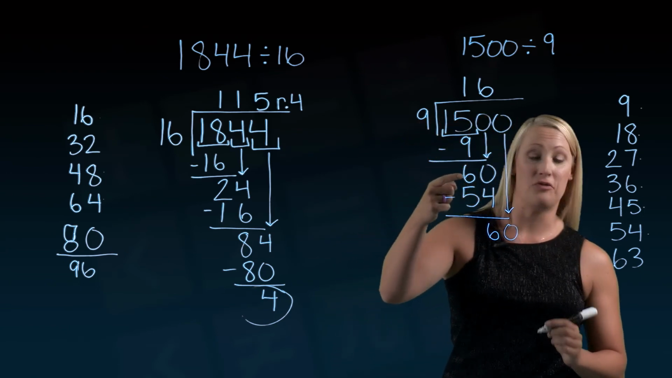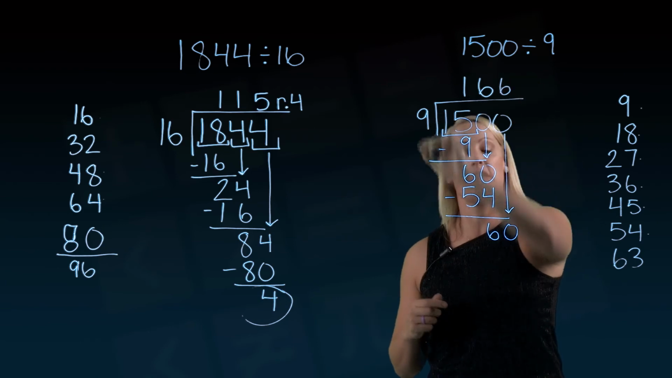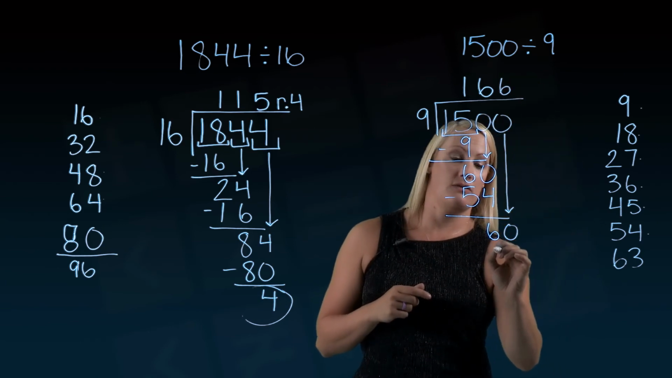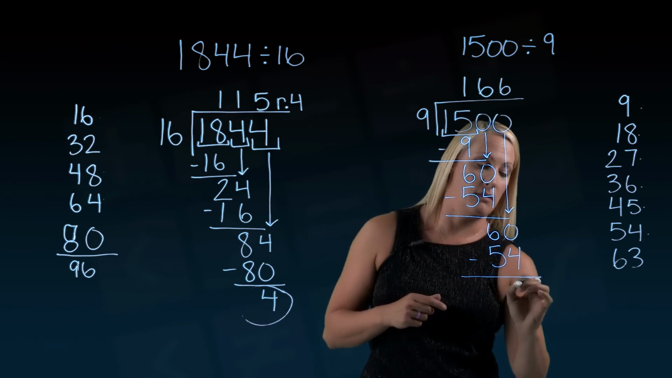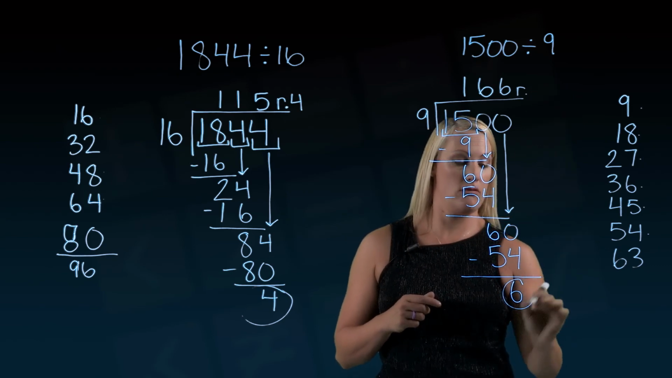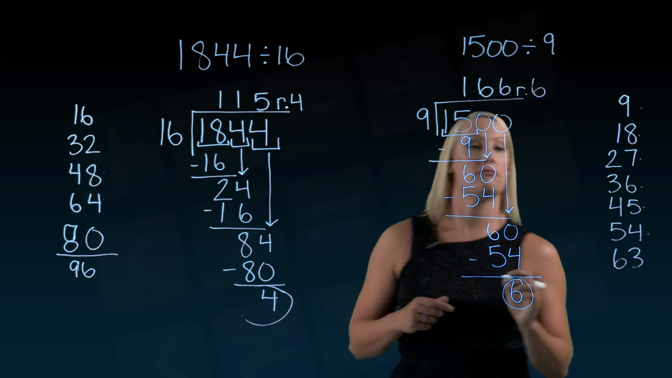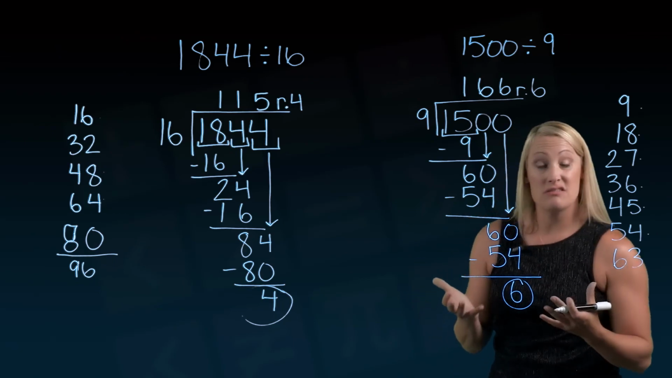And hey, I've dealt with this before. 9 goes into 60 6 times, so I'm going to write that again. 6 times 9 is 54. And I'm left with a remainder of 6. So hopefully that helps you understand long division a little bit better.